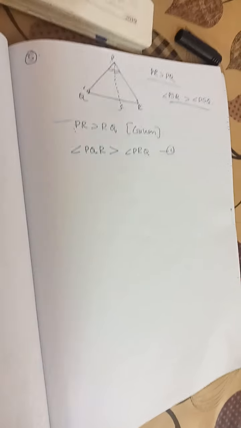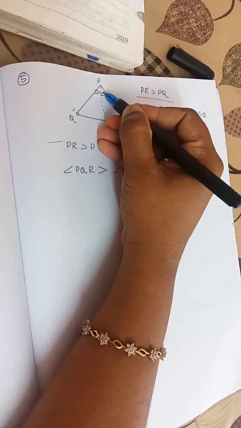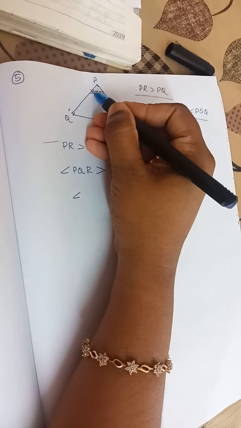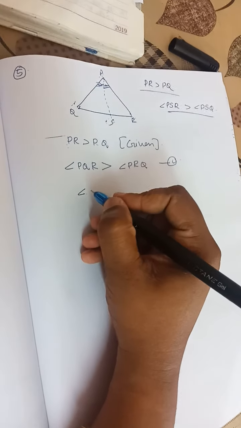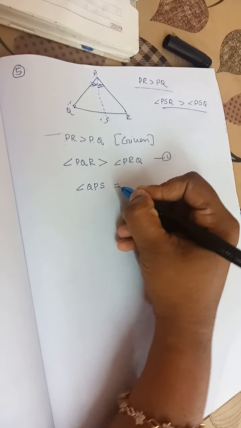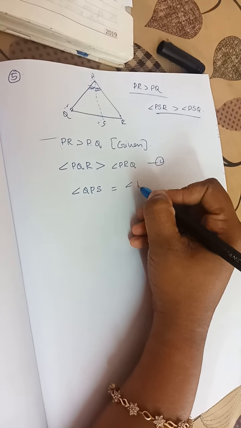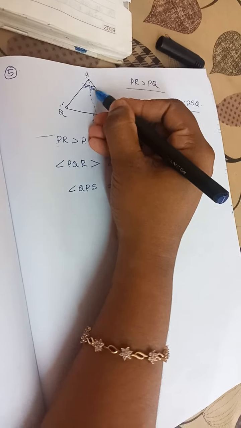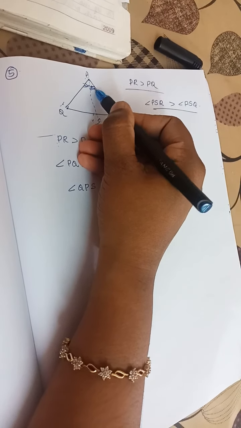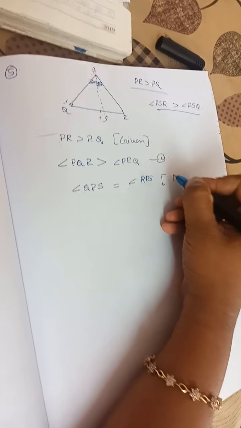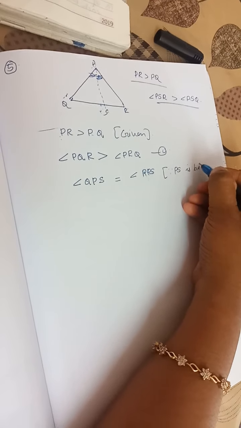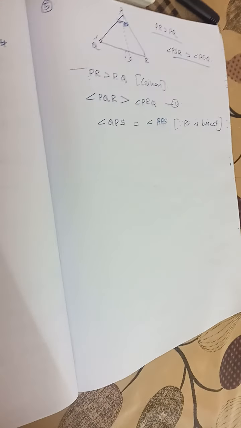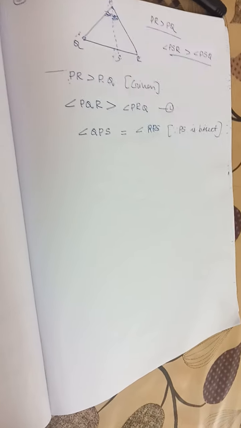Correct? So again we know that these two angles are equal because PS is bisecting this angle. So I am writing that angle QPS is equal to angle RPS. We got it here. What is the reason here? Since PS is the bisector. PS is bisecting the angle P. So we can write here angle QPS is equal to angle RPS.